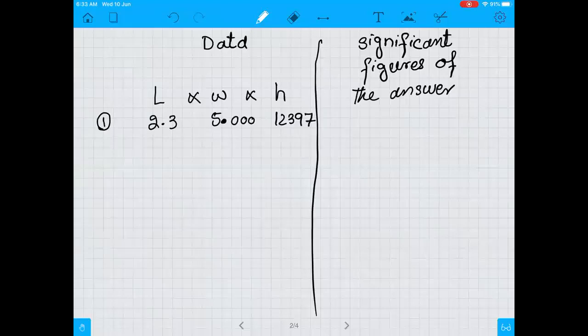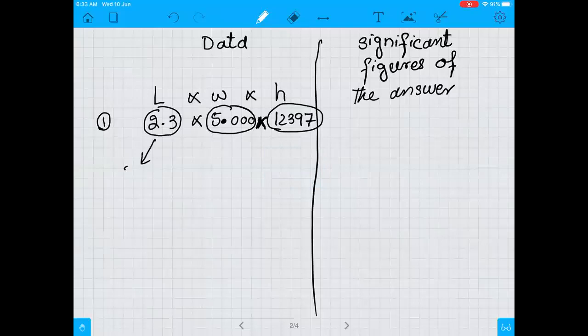And generally, you know, length is greater. However, in this question, you have different values for length, width, and height, and they are by convention, just for example. Then you see, the question is about multiplication. Basically, forget about length, width, and height. You have three numbers which are to be multiplied: 2.3, 5.000, and then you have 12,397.